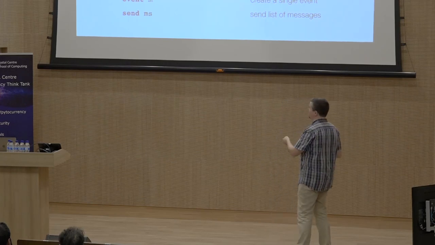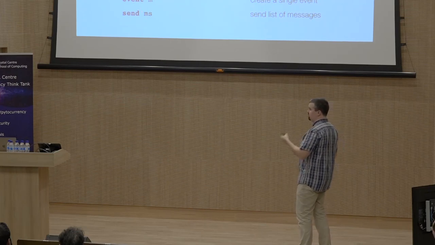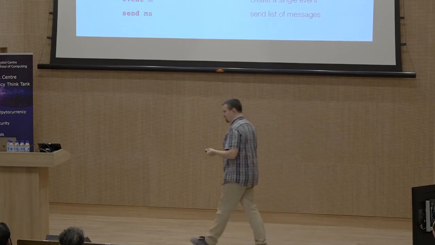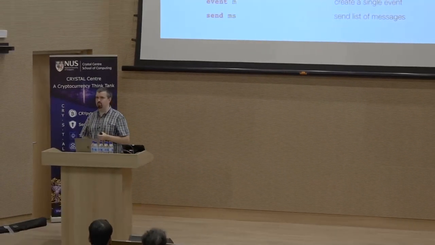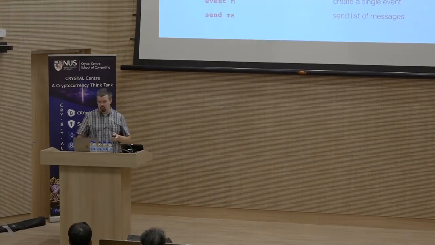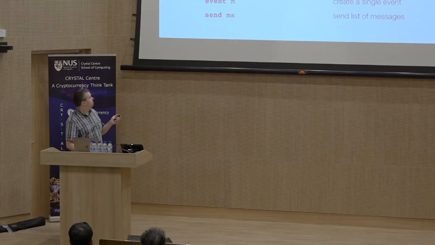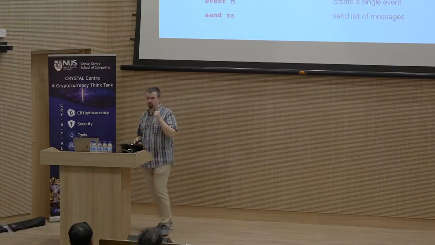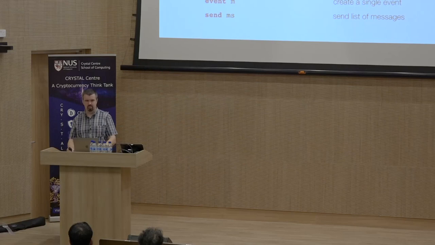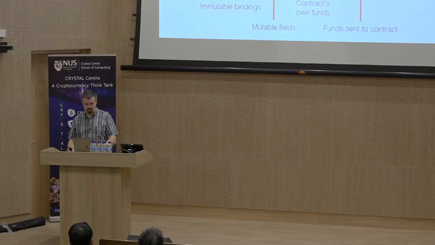Basically, send the money. Yeah, right. So send is part of the messages. MS is a list of messages. Each message can have a field, I think it's called amount, that is processed specially. And event is basically just broadcasting an event by means of recording on the blockchain that a certain thing happened, but the input format is the same as for messages, except it takes one message.